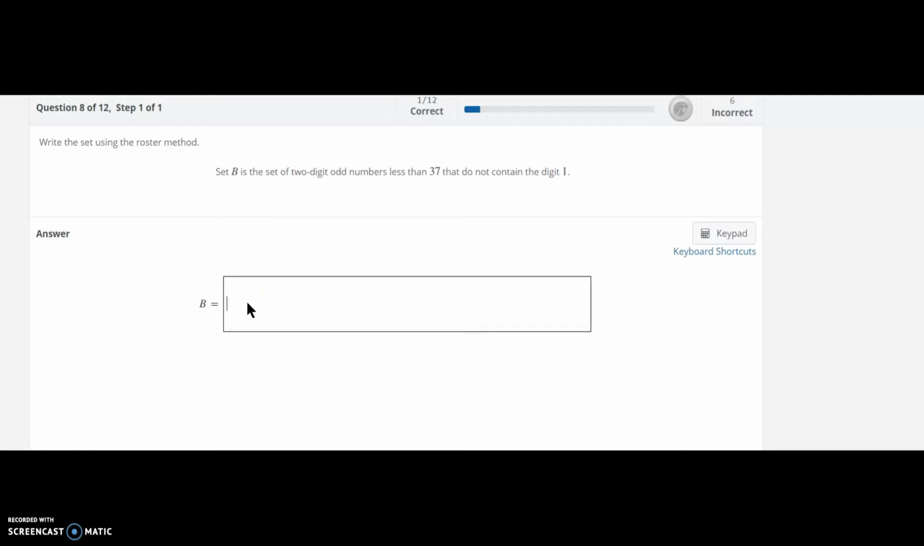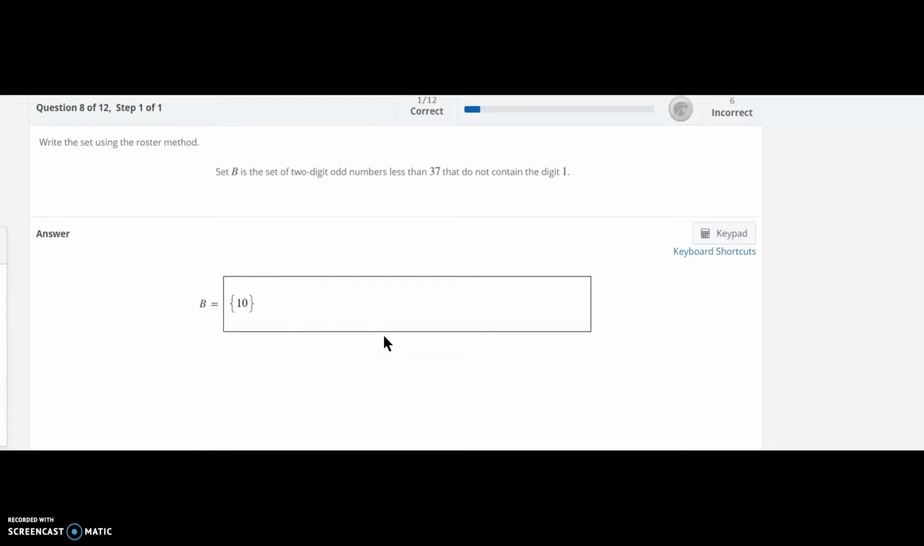Okay, so it's a set. So what do we need to do when it's a set? This is the most common thing that's messed up. Right, the brackets, which are over here off screen, but I'm putting the brackets in the keypad thing. Okay, brackets. Okay, two digits.